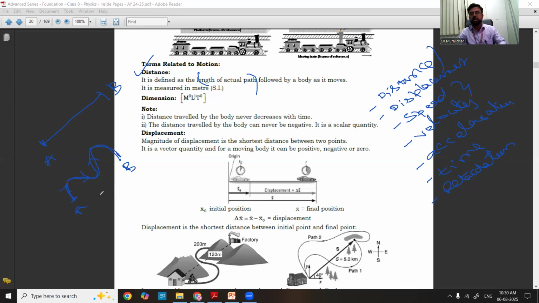Whether the body is moving in a straight line or in any other direction. For example, in the morning when you go from home to school, you go straight only. Say it's 2 kilometers from your house to school. But in the evening when you are going back home, you visit your friend's house and move like this. So this is called the distance. It may be 3 kilometers.